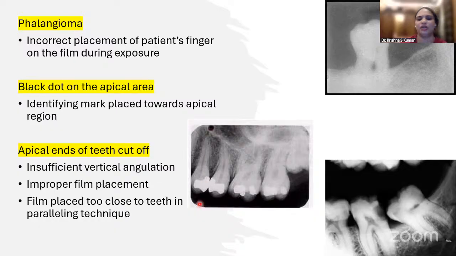Black dot, the embossed dot should come on the incisal surface. When it is placed the other way, the black dot is seen in the apical area. Apical end becomes cut off when there is elongation and the film is placed in a manner where the occlusal clearance is more than 2 mm. You will not get a 4 mm apical clearance.